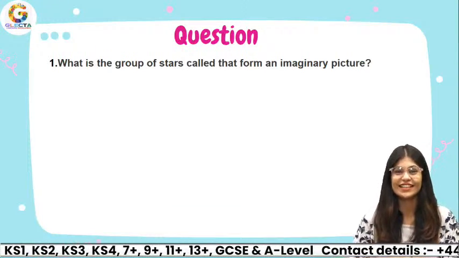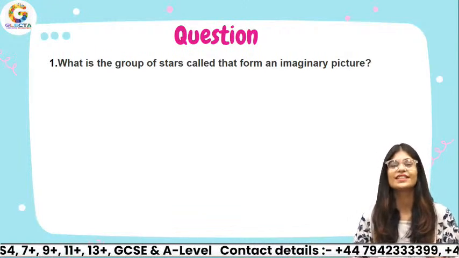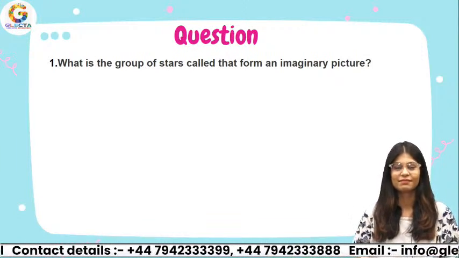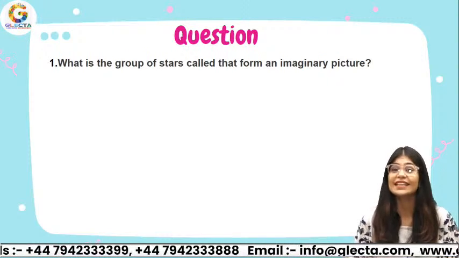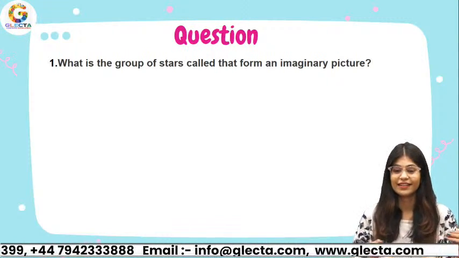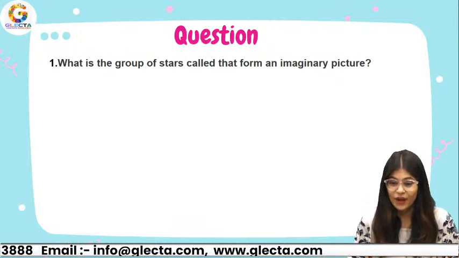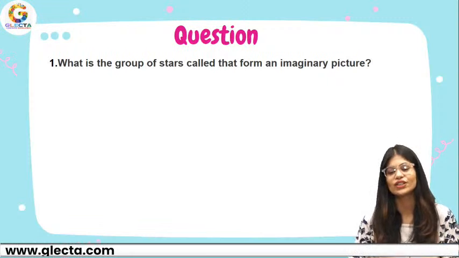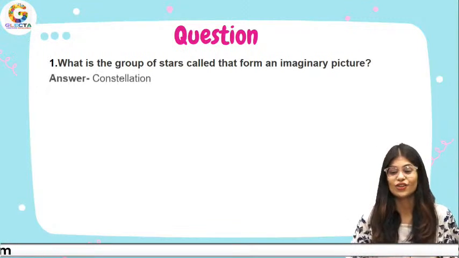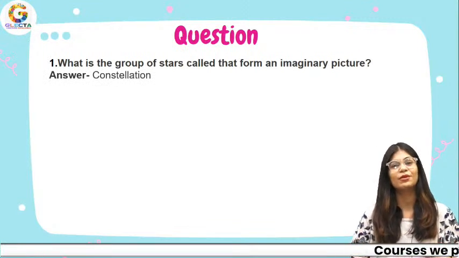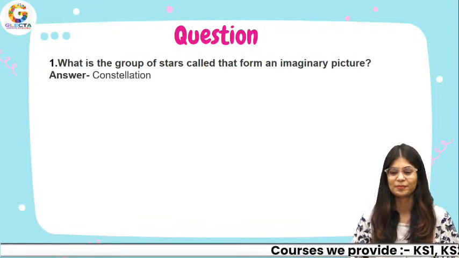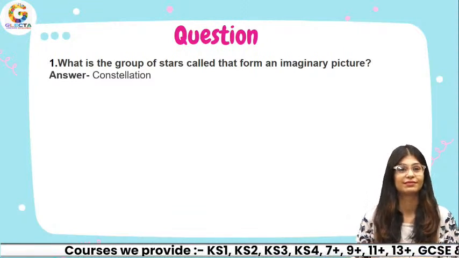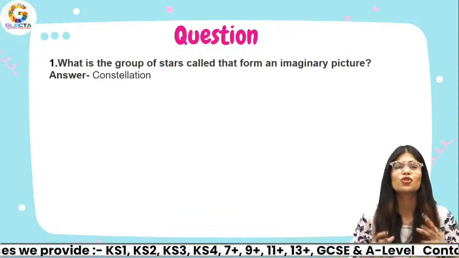So here on the screen, you see a question that says, what is the group of stars called that form an imaginary picture? Anyone? It's a pretty easy one if you ask me. Okay, some kids say yes. Rob Luxian, well, good name, says constellation, and that's correct. It's a constellation. Somebody knows the name of a constellation? Quickly. Orion. Big Dipper. There's so many.